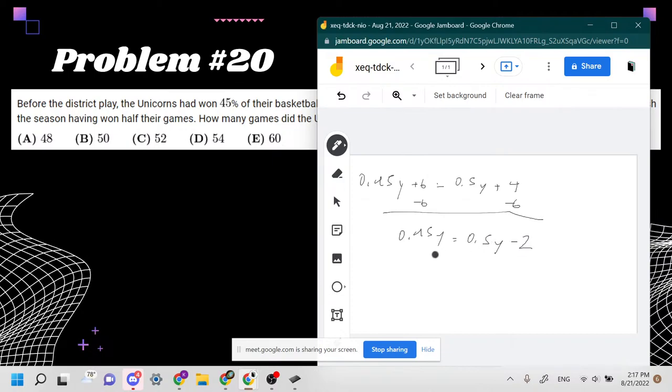Alright, in this case, we subtract both sides by 0.5y, and we'll get negative 0.05y is equal to negative 2. Oh, y, we divide both sides by negative 0.05. And we get y is equal to 40. You follow me?